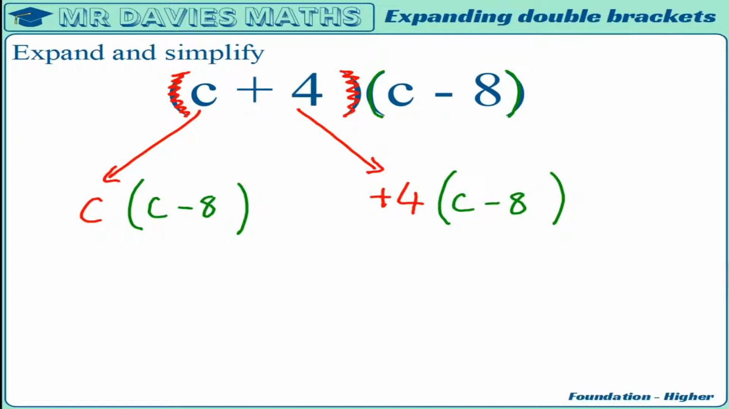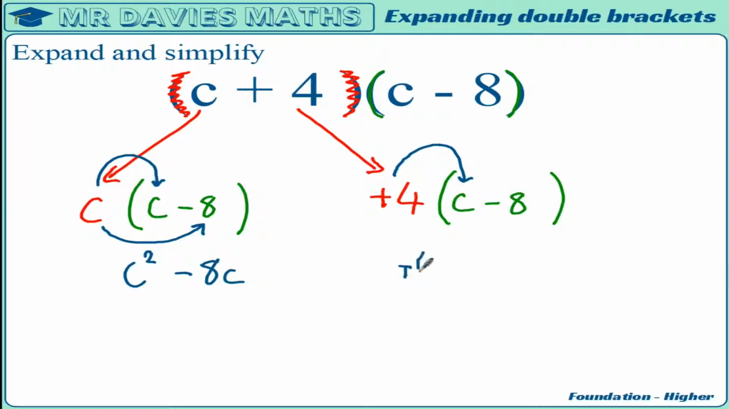Right, again, we've got two single brackets, so C times C is C squared. C times minus 8 is negative 8C. There's the first one done. And plus 4 times C is positive 4C. And positive 4 times negative 8 is negative 32.